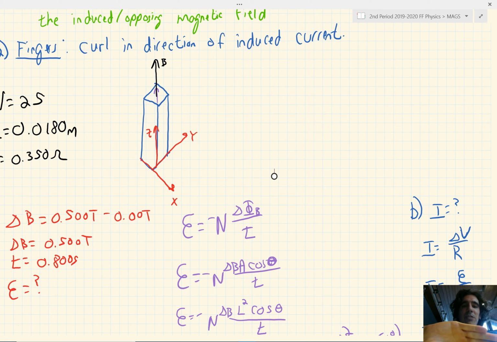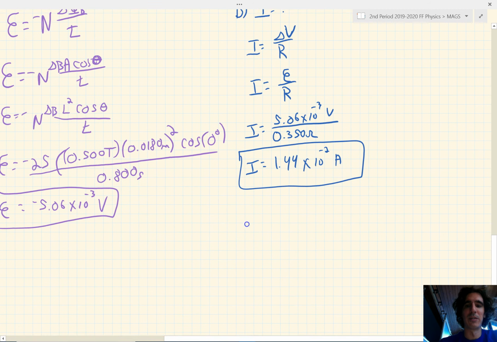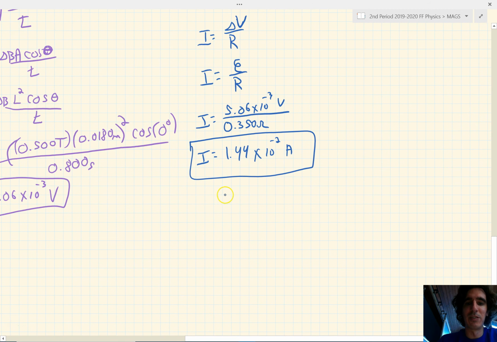And then we look at our fingers. They curl in the direction of the current. And our fingers, as we could see, are curling clockwise. So they're curling around clockwise the coil of wire. So the current is moving clockwise.